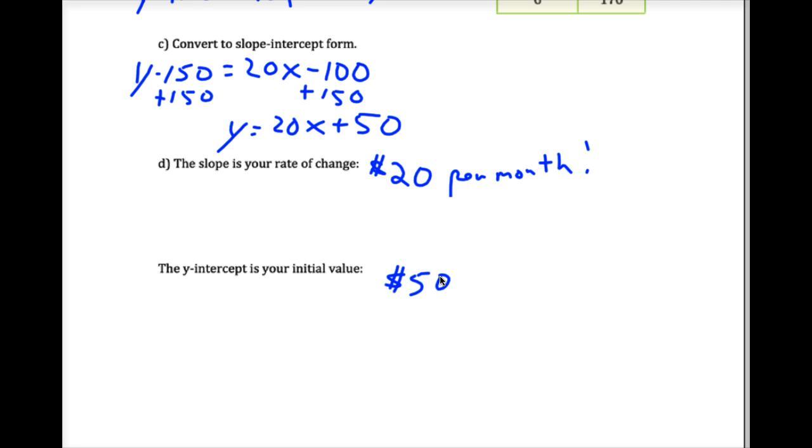$50. But what does that mean? Say it, Angie. He started off with $50. Guys, he had $50 to begin with, and then he's saving $20. So $50 to start with. Something like that. That's interpreting your solution. So he started with $50, and then he's saving $20 every month. Does that make sense? Yes.